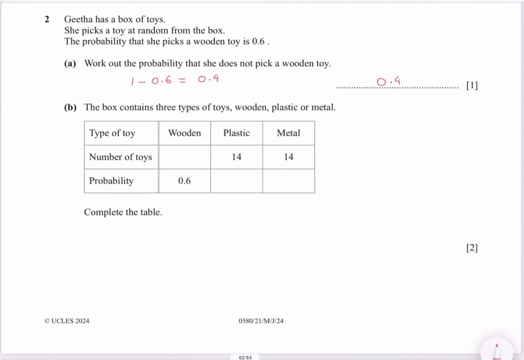In part B, the box contains 3 types of toys: wooden, plastic, or metal. So the unfilled boxes, we need to complete them. So for plastic and metal, the number of toys are given and their probabilities are not given. So what can we find out? We can find out the probability of a plastic toy and a metal toy.